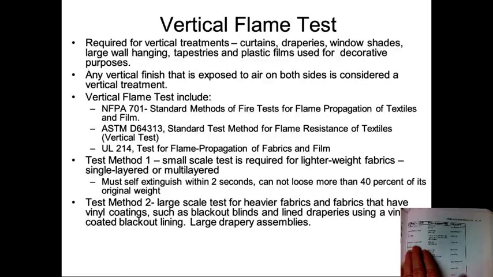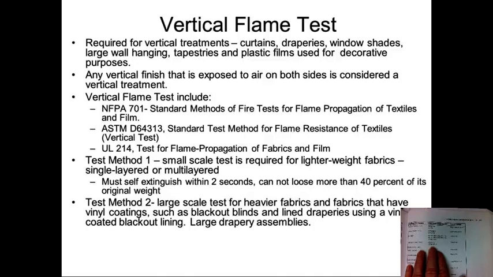Okay, next you have the vertical flame test. In here it's required for all vertical treatments such as curtains, draperies, window shades, large wall hangings, tapestries, and plastic films used for decorative purposes. Any vertical finish that is exposed to air on both sides, because normally you can attach it to the wall, but it's not adhered to the wall, is considered a vertical treatment. So your vertical flame test would be like the NFPA 701 and the ASTM D6413. So these are vertical tests for flame resistance of textiles.